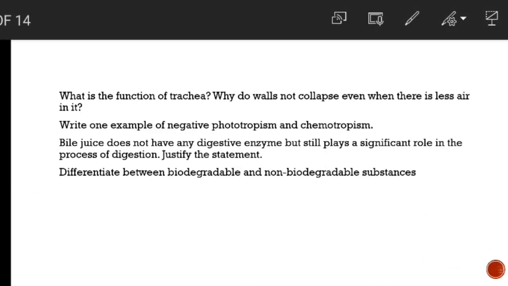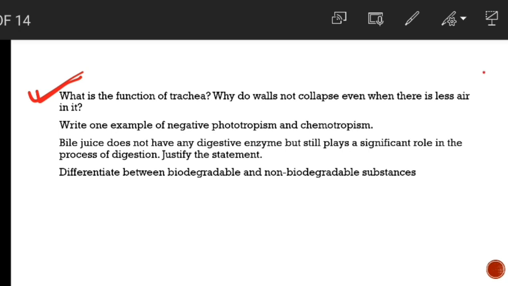Moving on to the next. What is the function of trachea? Why do walls not collapse even when there is less air in it? So this also you can refer to the chapter life processes, respiration part. Trachea basically is a muscular pipe-like structure which helps in the passage of air from the nasal cavity towards the lungs, right? Now, why do walls not collapse even when there is less air in it?